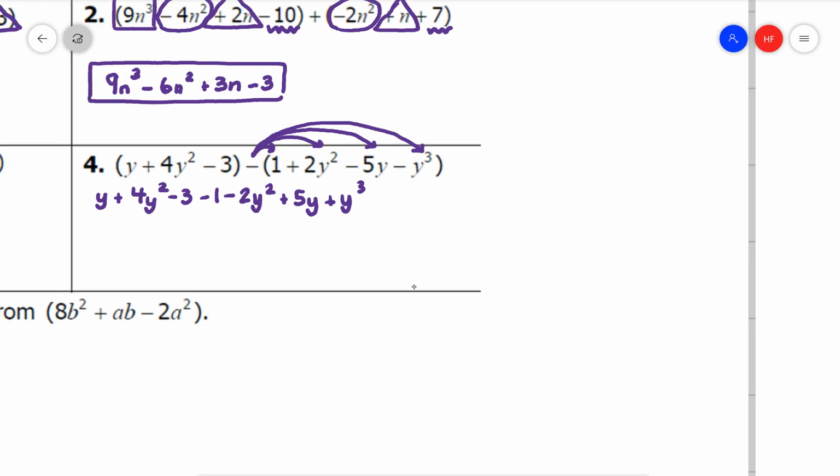So the first one that I see, I'm just going to go with as a rectangle is a y. Any other terms with a y? I have 5y. Then 4y squared. So we'll look for another term with a square. Then I have two constants here. And here we have this y cubed by itself.